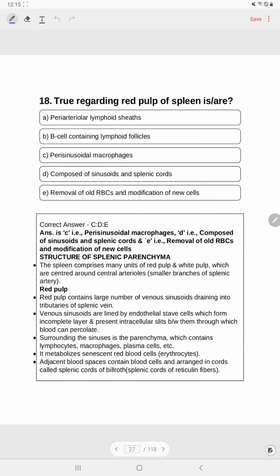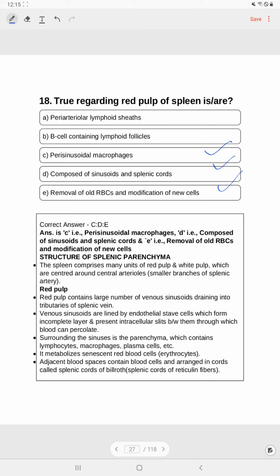Question number 18. True regarding red pulp of spleen is: A, periarteriolar lymphoid sheath; B, B cell containing lymphoid follicle; C, perisinusoidal macrophages; D, composed of sinusoids and splenic cord; E, removal of old RBCs and modification of new cells. Correct answer is C, D, E. That is perisinusoidal macrophages, composed of sinusoids and splenic cords, removal of old RBC and modification of new cells.